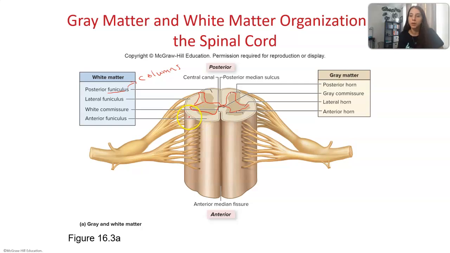The gray matter also has regions called horns. So you have a posterior horn back here, an anterior horn or ventral horn here, and then the lateral horn, which typically appears in the thoracolumbar region. Hint, hint, wink, wink. Wonder why there's a lateral horn only in the thoracolumbar region.